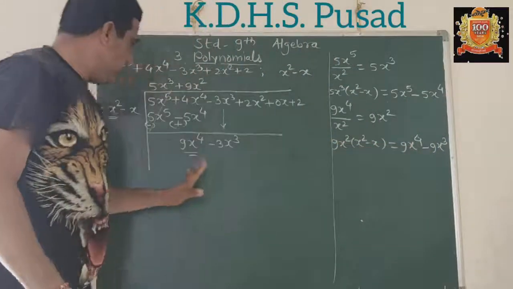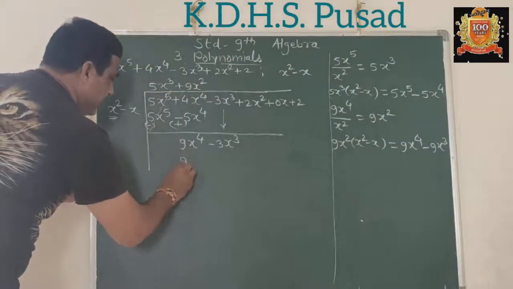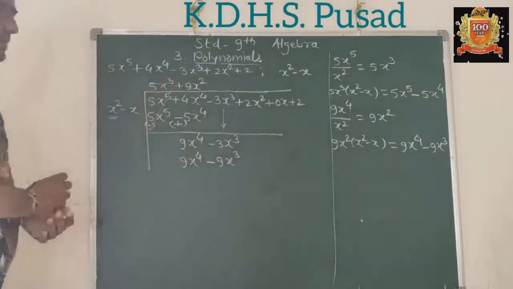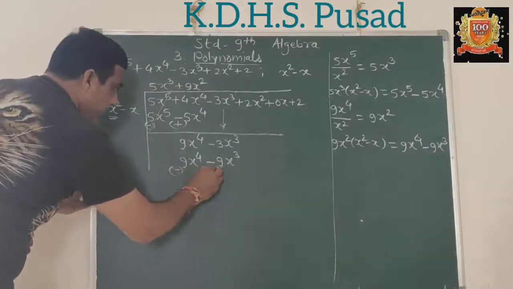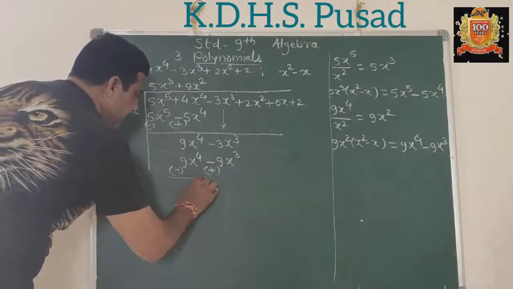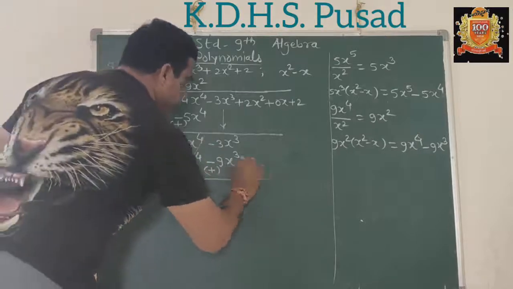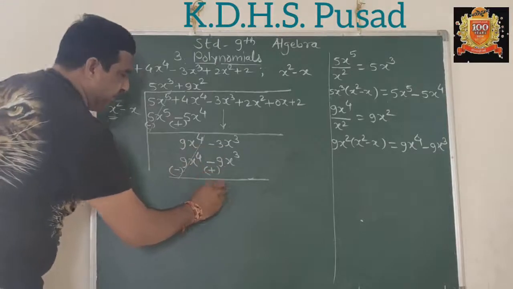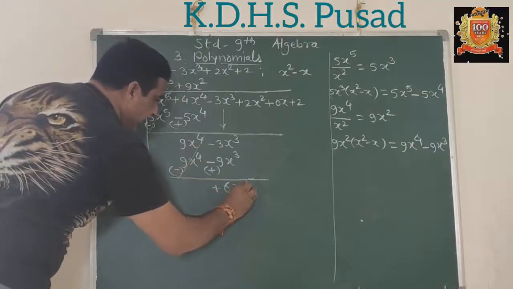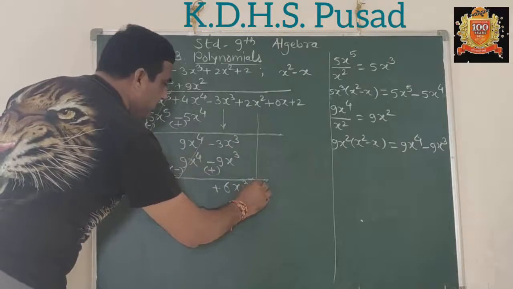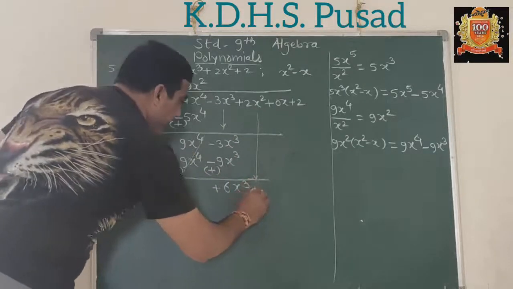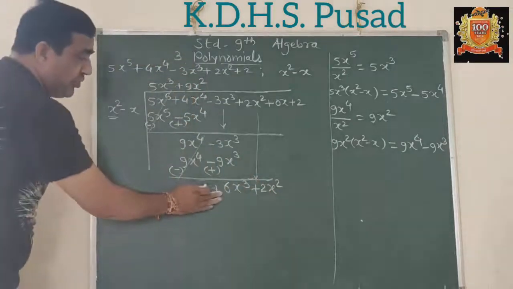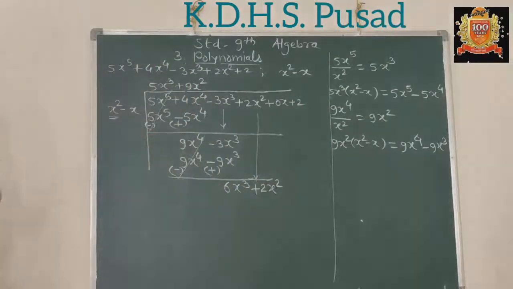Now write this term below here, 9x to the power 4 minus 9x cubed. Change the sign. This plus becomes minus, minus becomes plus. First term gets cancelled. So here minus 3 plus 9, that is plus 6, plus 6x cubed. Now next term below this, that is plus 2x squared. There is no need to write first plus sign, that is by default plus sign.